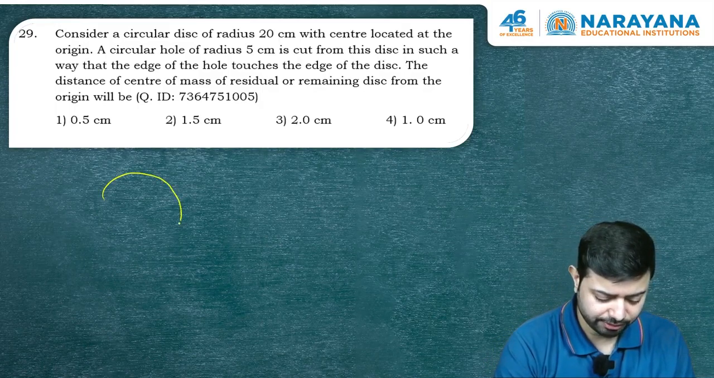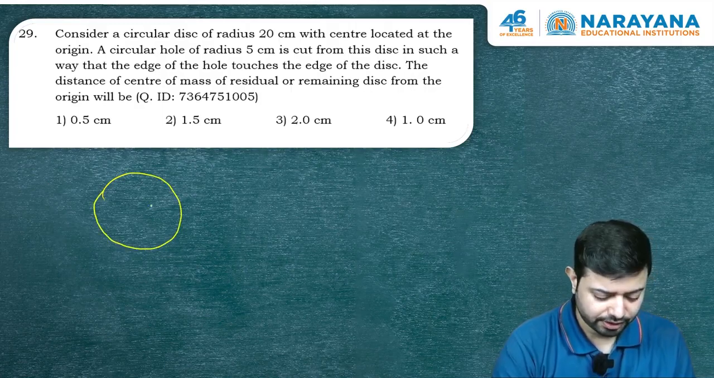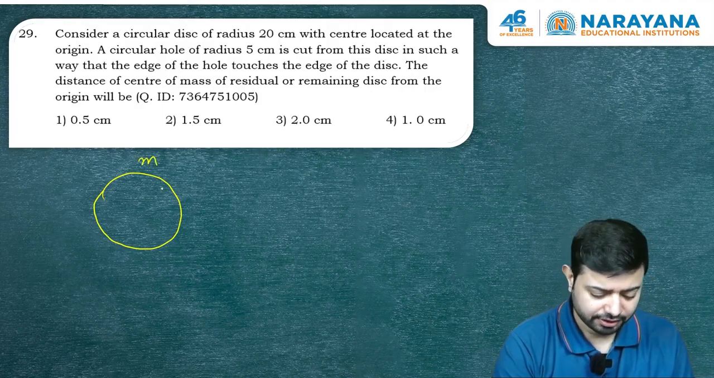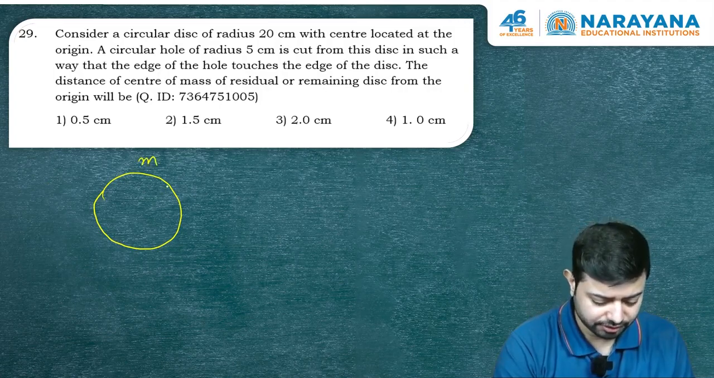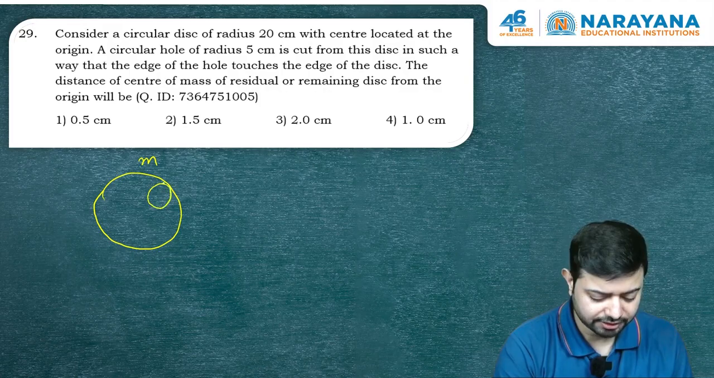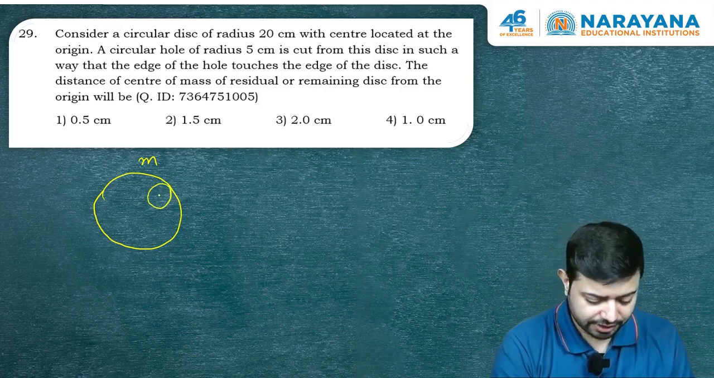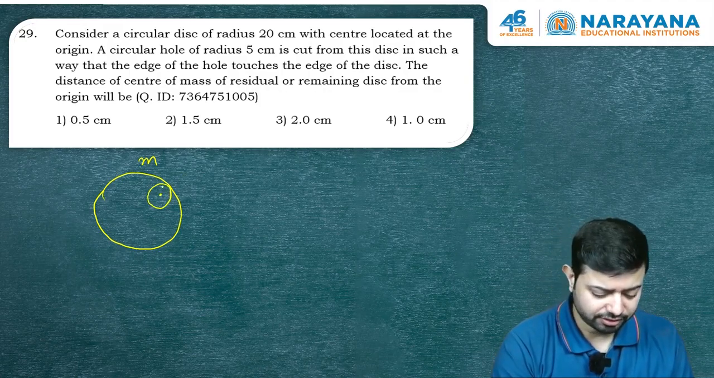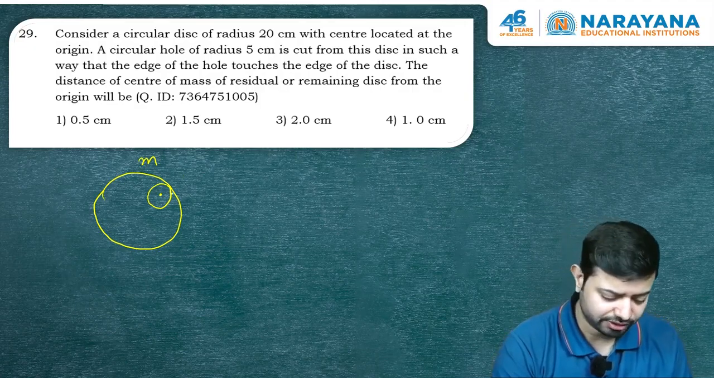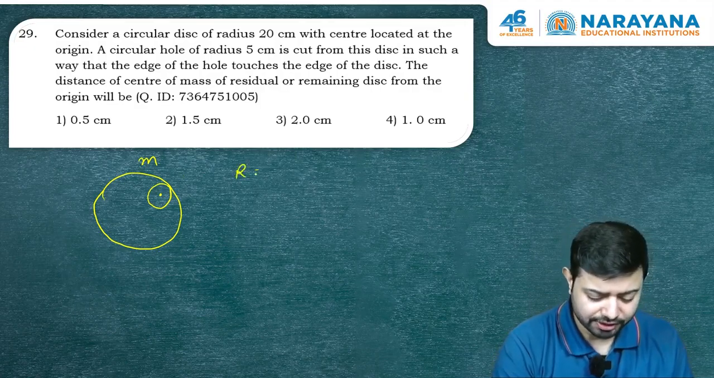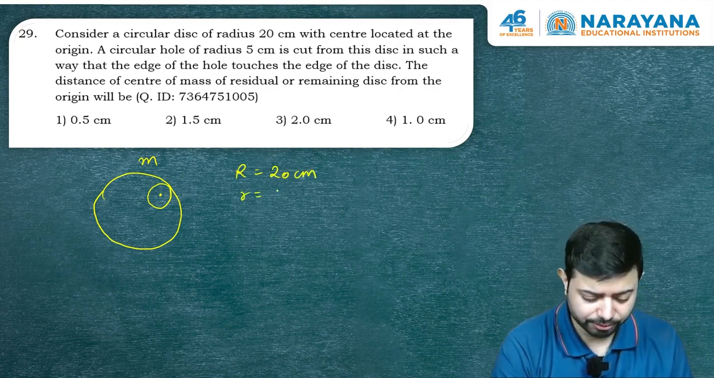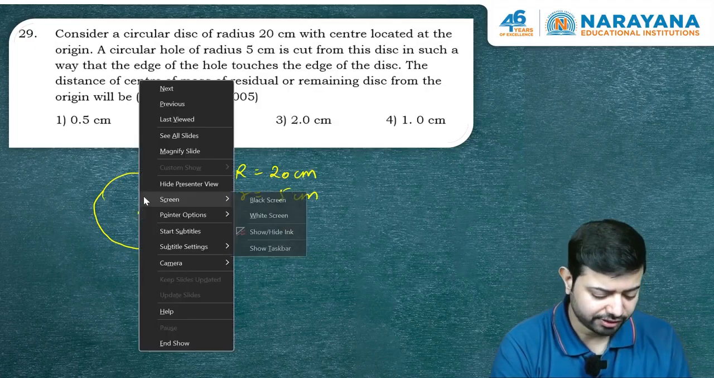Let us take a disc shape, and let us say mass of the disc is m, okay, and I am going to cut a particular amount of disc from it, so that the edges are going to match. The radius is given as capital R, which is 20 centimeter, and the small r for that smaller disc is going to be 5 centimeter, right, and center of the big disc is somewhere here.